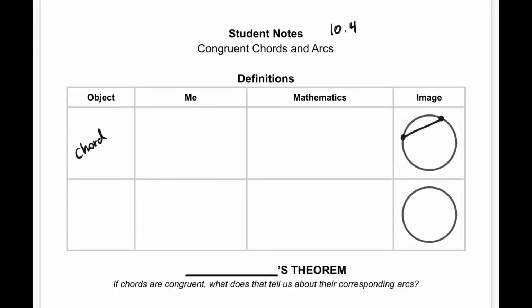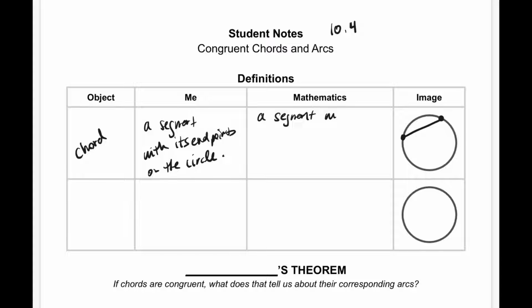Whenever you remember it, in the blank you can put whatever you want, but for me, I'm going to put a segment with its endpoints on the circle. A segment with its endpoints on the circle. Okay, cool. Math defines it very similarly. It's just a segment with its endpoints on the circle. All right, cool.